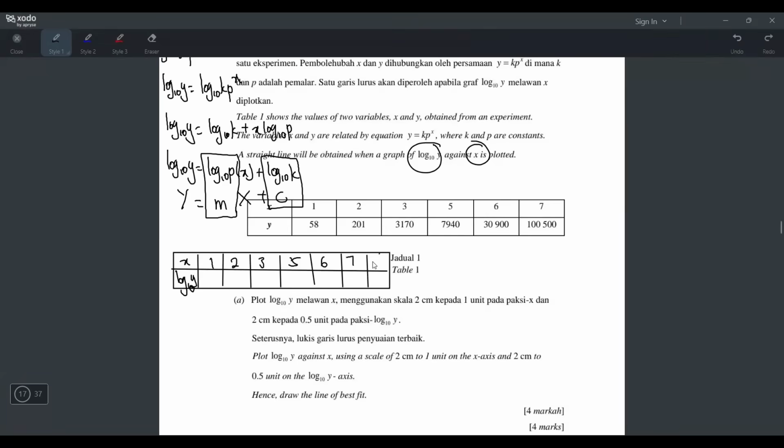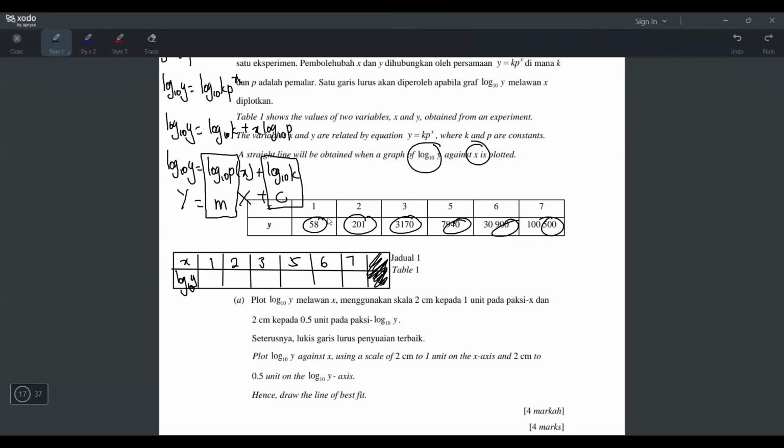Okay, so this table I drew extra already, this one is no use. So 1, 2, 3, 5, 6, 7. And then for the log Y base 10, I have to press log. These are all values. So let's press the first one, log 58 base 10. So I will press now. My calculator gives me the answer. Make sure you write it in 2 decimal places because this is a graph question. Later you need to plot this, so just write 2 decimal places. Only for graph questions do you write 2 decimal places.